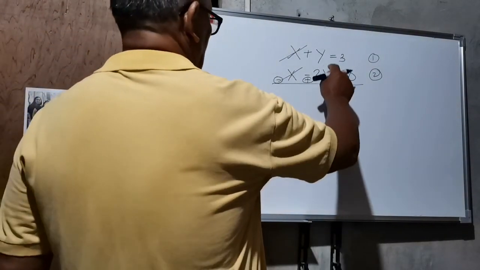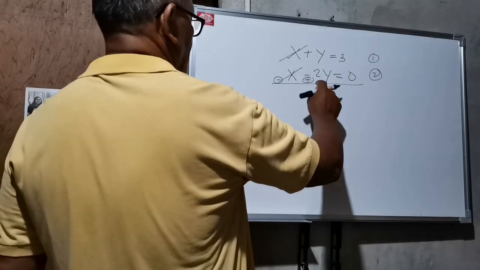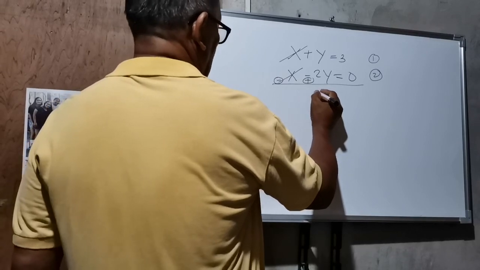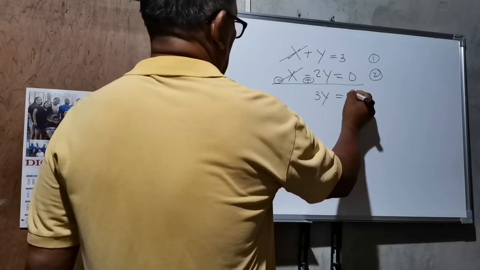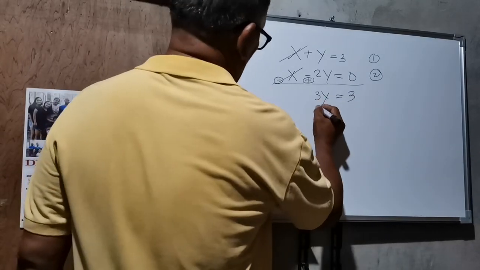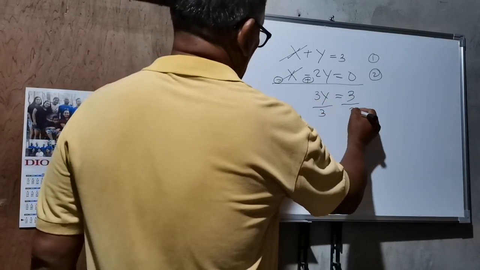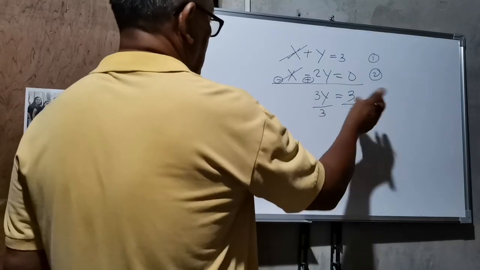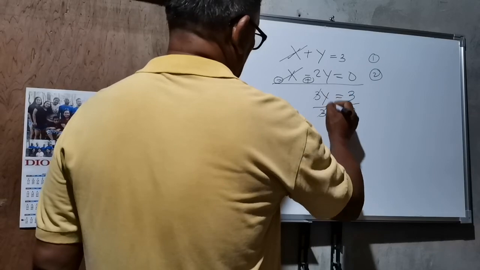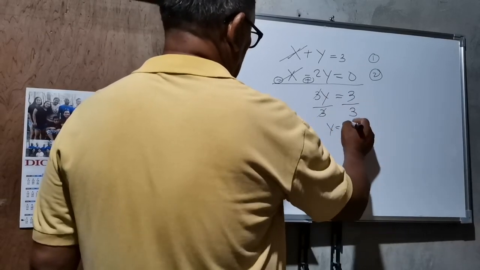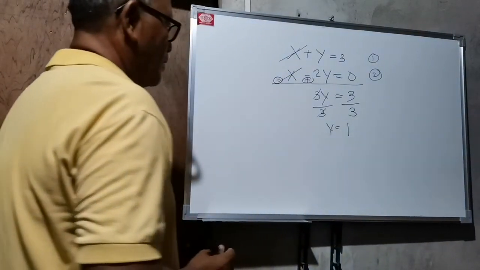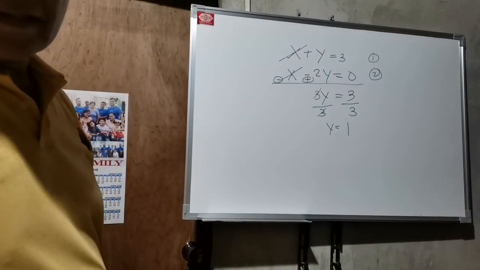Now, we are going to add the variable y, positive y and positive 2y will give us 3y equals 3. 3 plus 0 is 3. Then dividing both terms, the left side and the right side by 3, 3 will be cancelled out and y is equal to 3 divided by 3 is 1. The value of the variable y is 1.